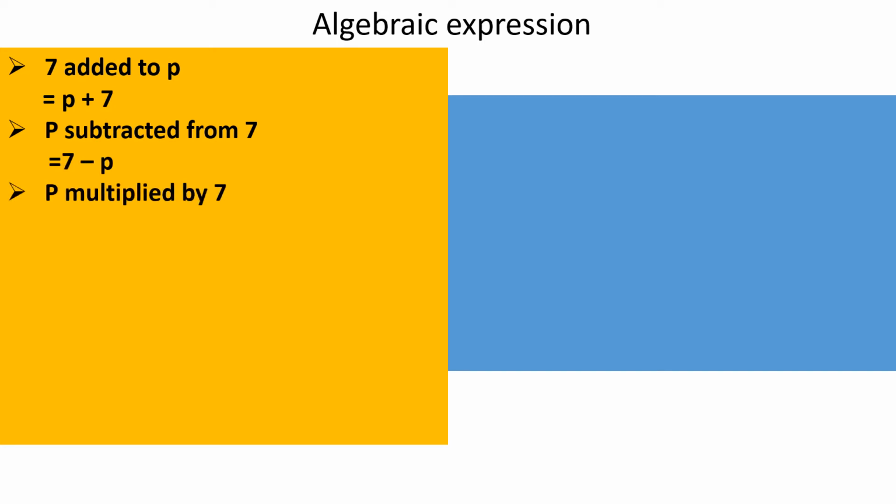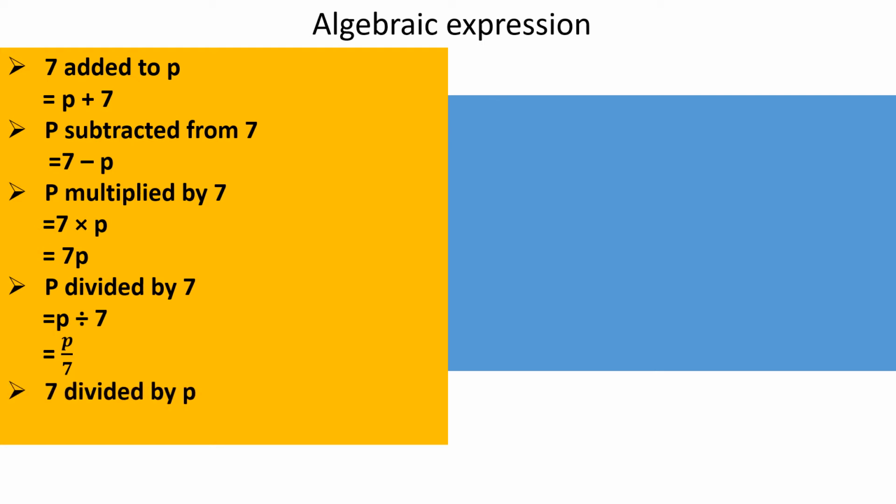Then p multiplied by 7. Here 7 multiply p, or we can write it as 7p also. Right? But not p7. This doesn't look nice. So we will write it 7p. Then p divided by 7. P divided by 7, or we can write it in the form of a fraction also, p over 7. 7 divided by p can be written like this, and in the form of a fraction also. 7 subtracted from minus m, it means here minus m minus 7.